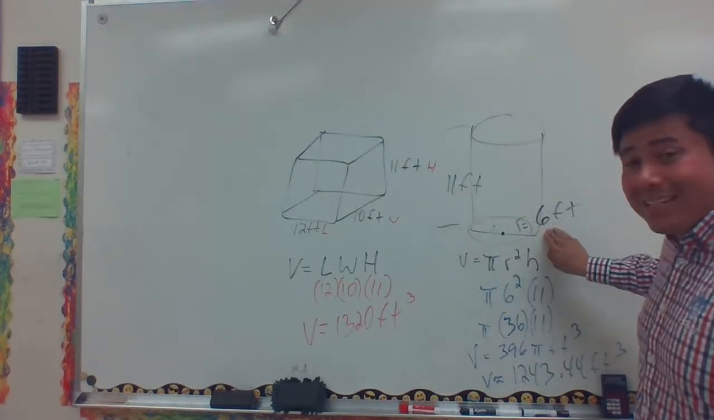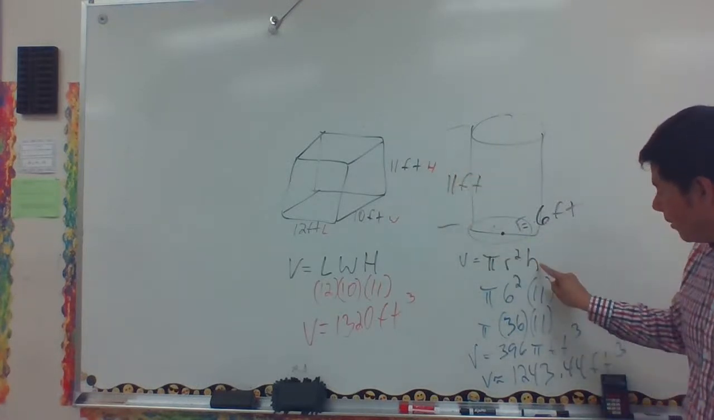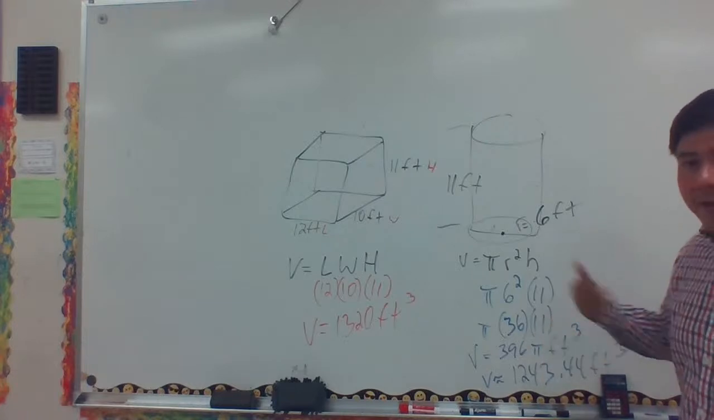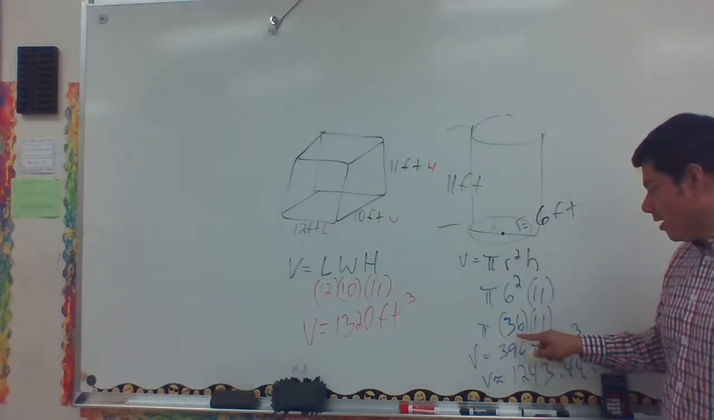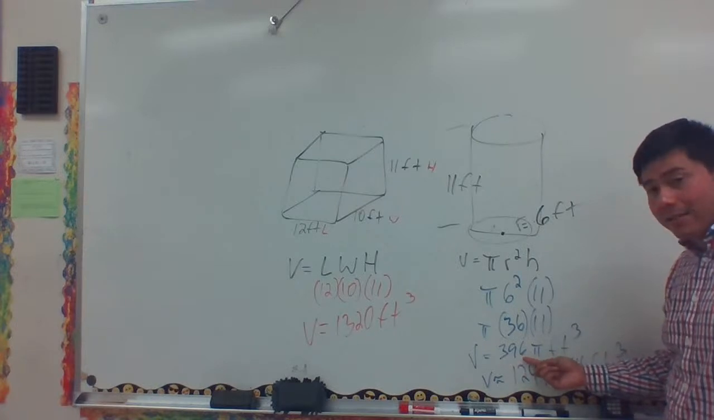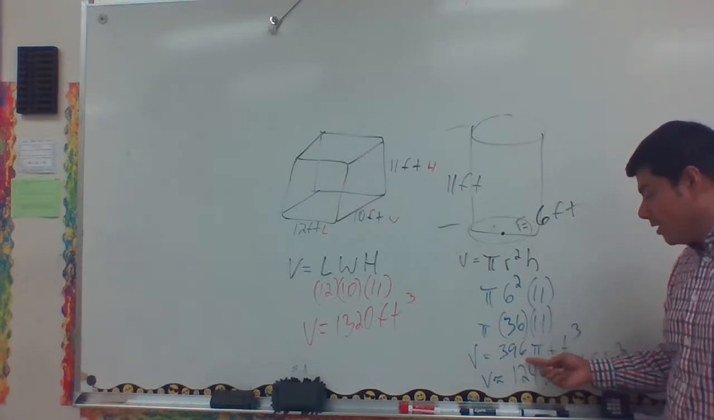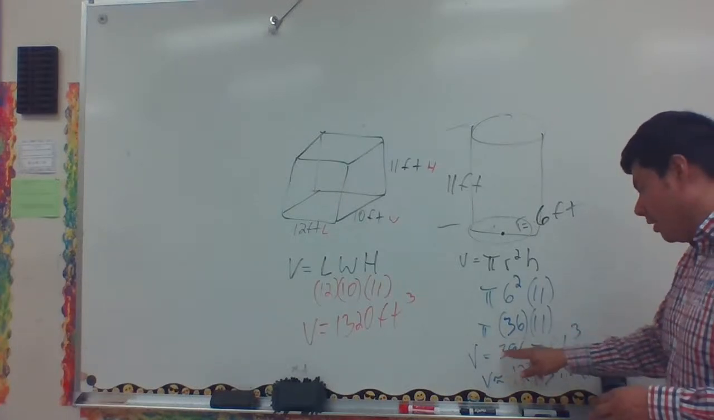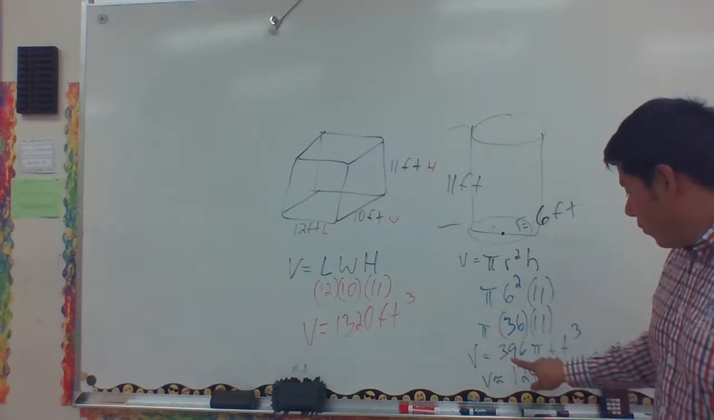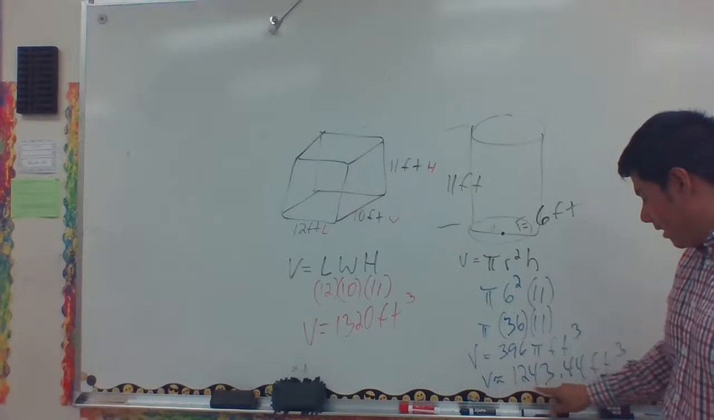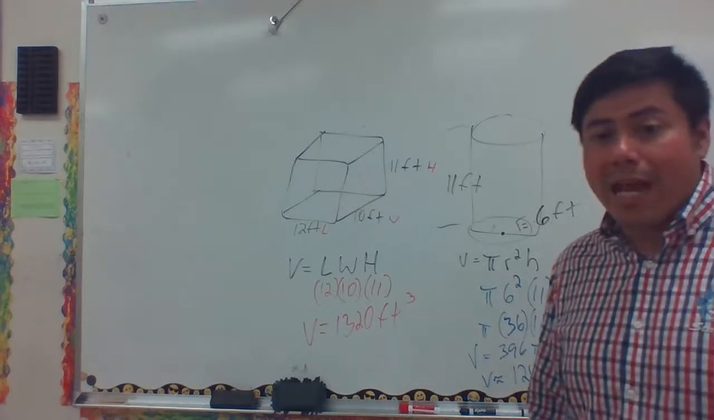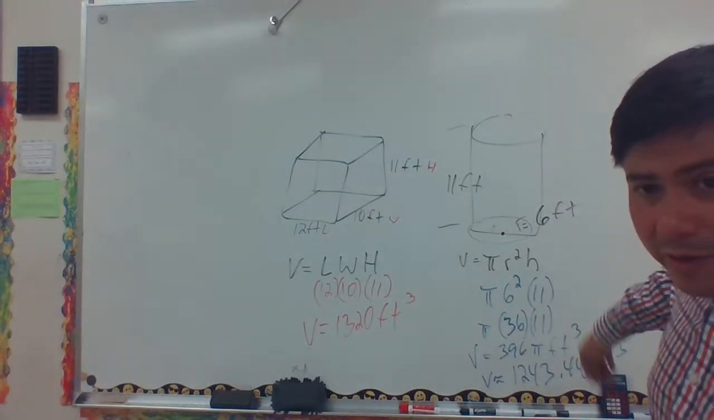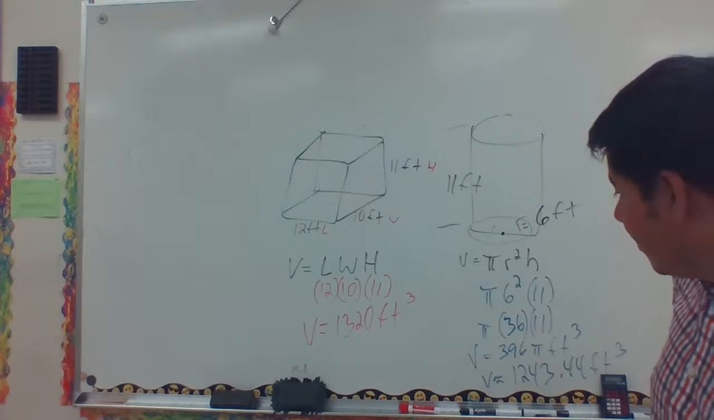H is height, radius is 6. I took the 11 and I plugged it in for height, and I took the 6 and I plugged it in for radius. And then I just started evaluating. So 6 times 6 is 36. And then 36 times 11 is 396. But I didn't evaluate for pi yet. The reason I left it like that is because you could potentially leave it like that. But then, if you want, you could multiply that finally and get this final answer here. And remember, the answer is never going to be an exact answer because of the circle, because circles are never exact. So that's the whole deal.